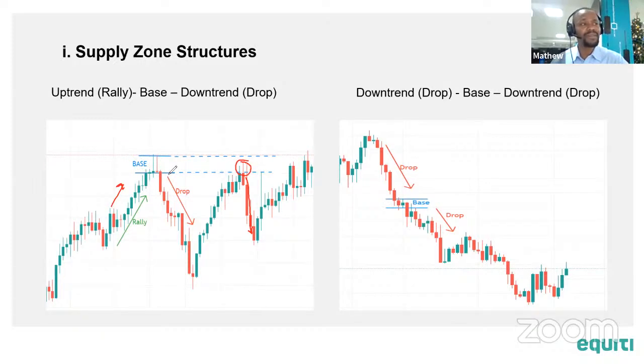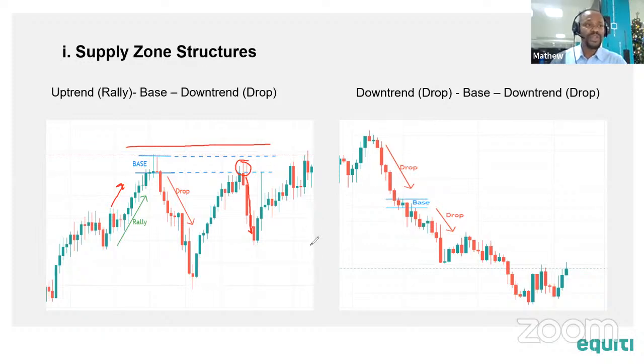You realize that a supply zone creates a resistance. This area or this level is a resistance level, but it's being created by the supply zone, which you find here. So the next example is where you have a drop, then you have a base, then another drop.